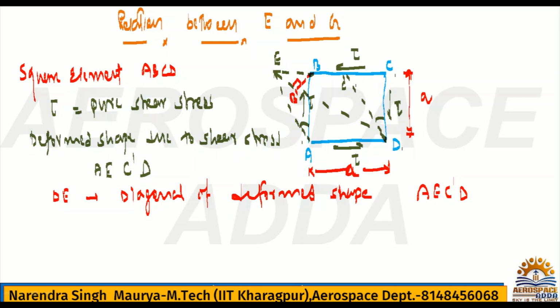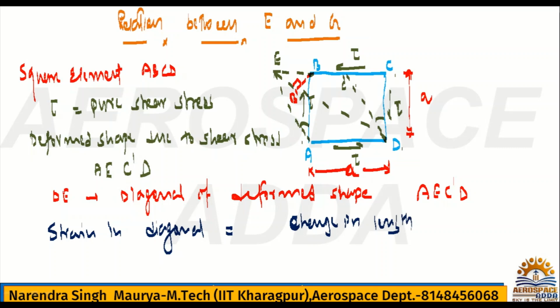Okay. So now we can get the strain in diagonal. See nicely, you will understand. What is the strain in diagonal? What is the strain formula? Change in length divided by original length. What is the change in length?